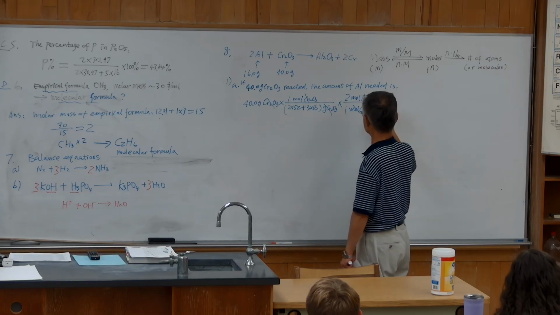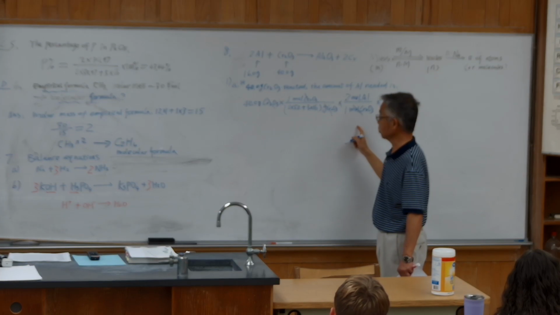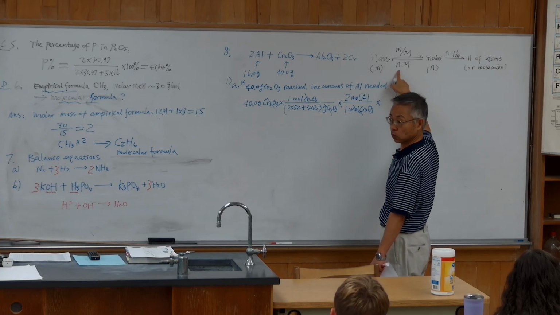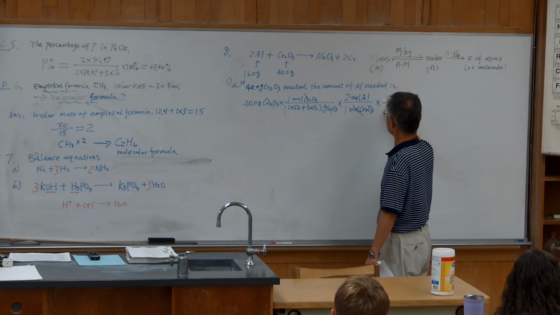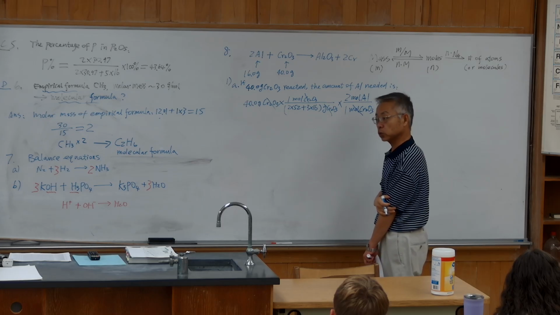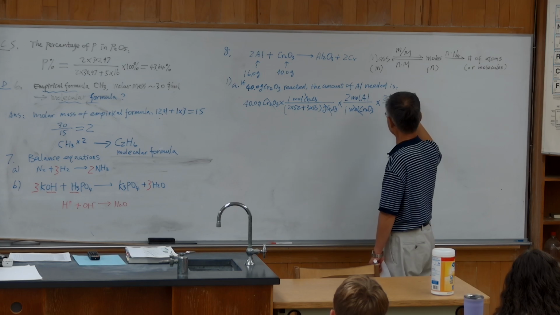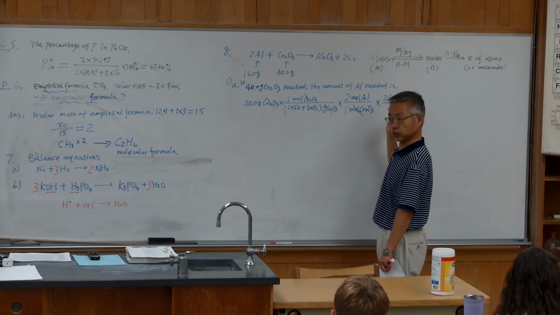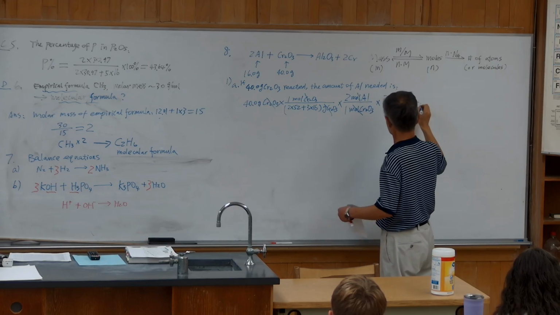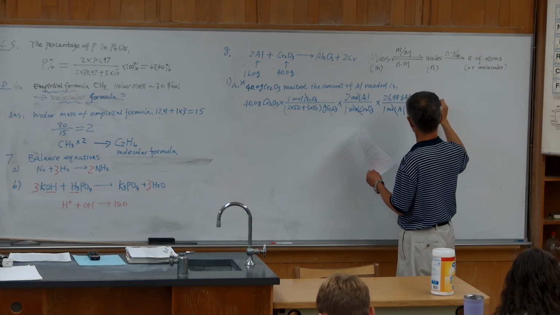But this is not final, because the question gives aluminum in grams, which is mass. So we need one more step: convert these moles back to mass. Moles multiplied by molar mass. What is the molar mass of aluminum? Again, use the periodic table. Aluminum is 26.98. This number comes from the periodic table. So we get aluminum needed is 14.2 grams.